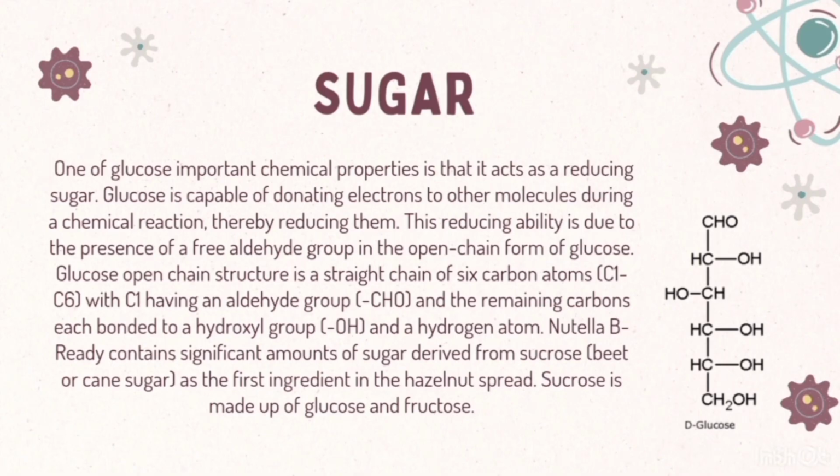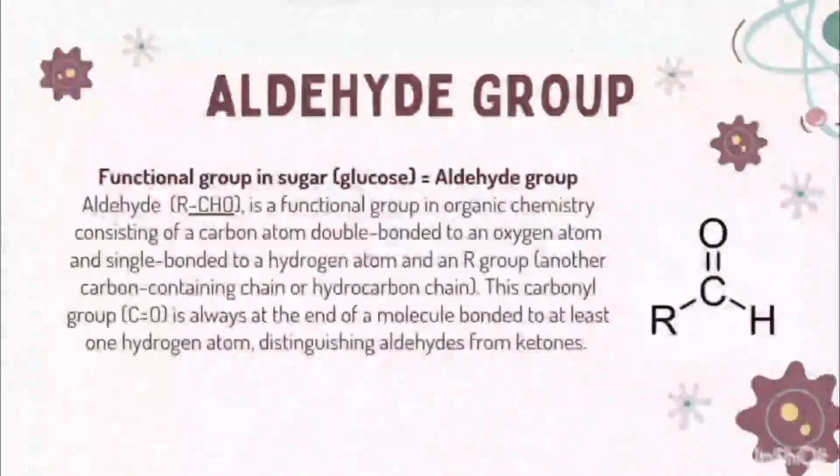Nutella Be Ready contains significant amounts of sugar derived from sucrose as the first ingredient in the hazelnut spread. Sucrose is made up of glucose and fructose, therefore there is glucose in the Nutella Be Ready. Nutella Be Ready wafer contains sugar, which is glucose in this case, and the functional group of glucose is aldehyde group. Aldehyde is a functional group in organic chemistry consisting of a carbon atom double bonded to an oxygen atom and single bonded to a hydrogen atom and an R group.